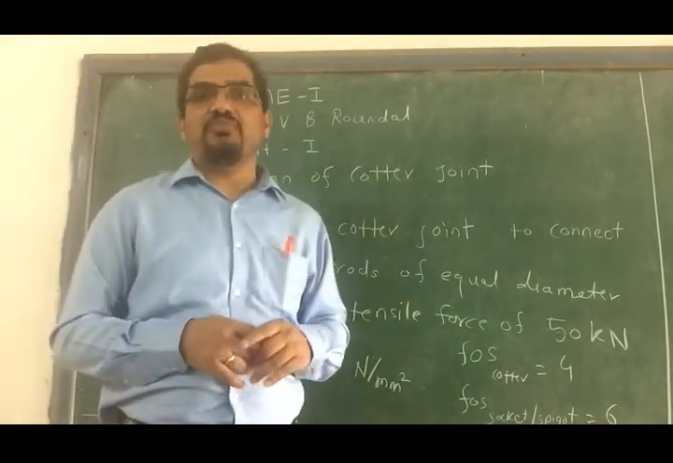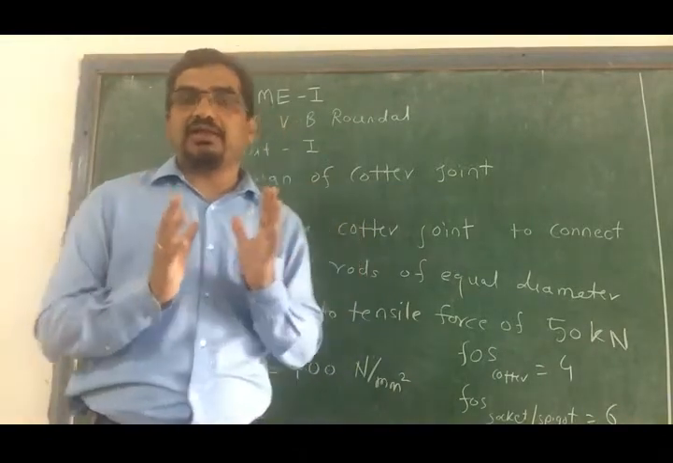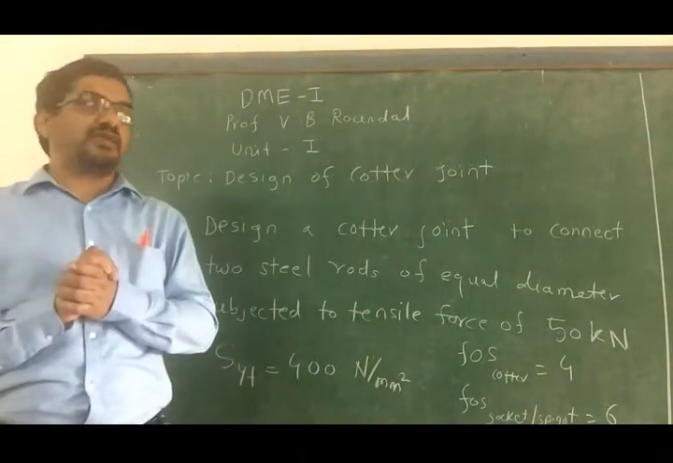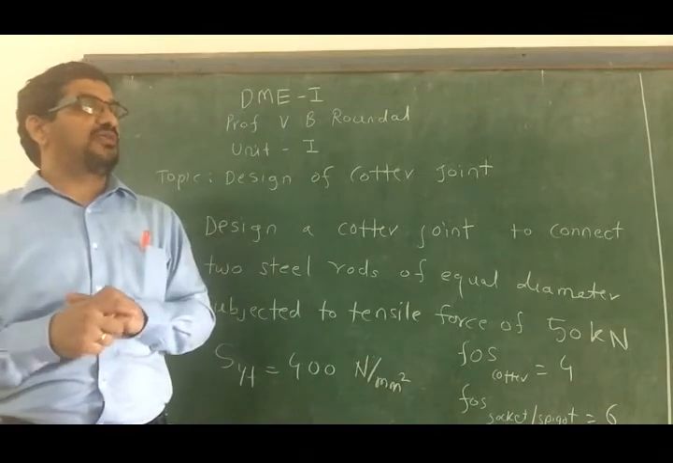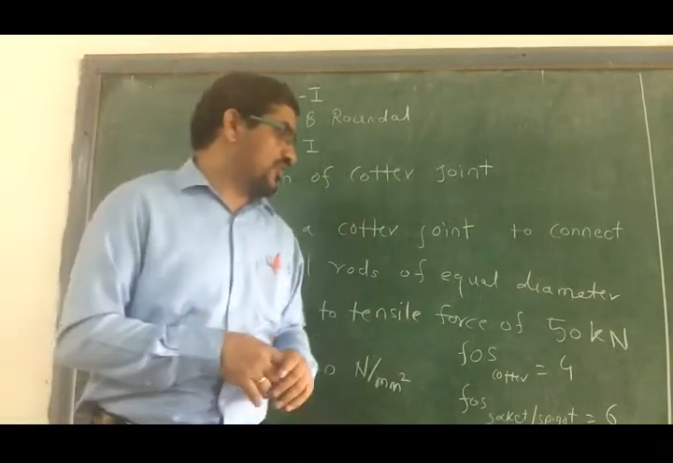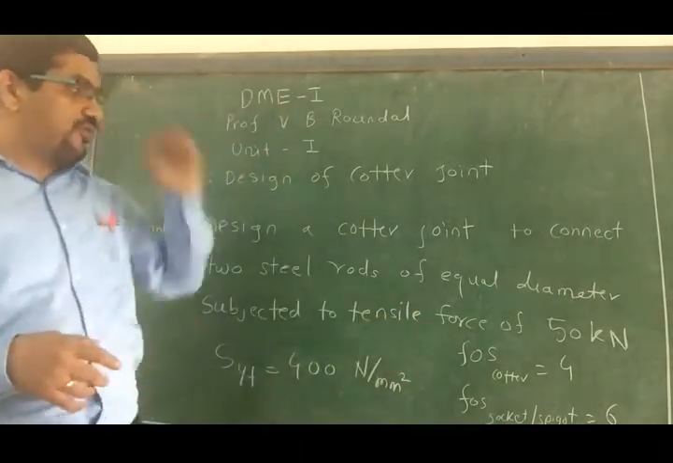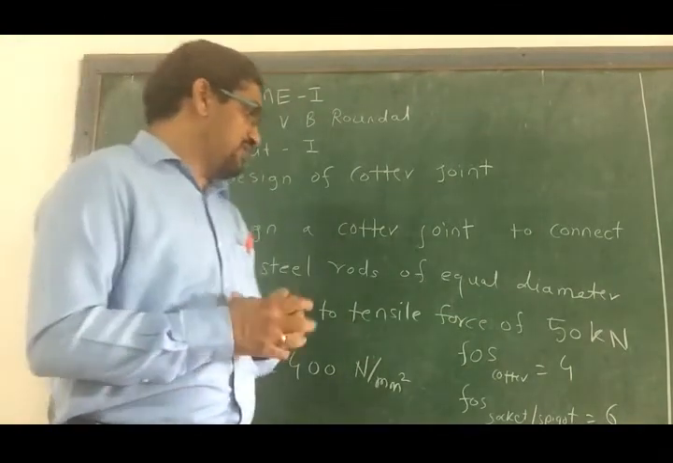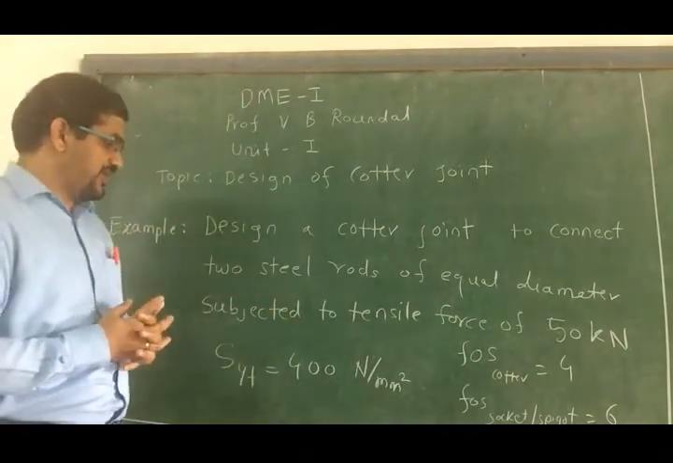A factor of safety that is less means what? The design has less strength. That means it will fail first compared to your socket and spigot. So the factor of safety is 4 for the cotter, and the factor of safety for the socket and spigot is 6.